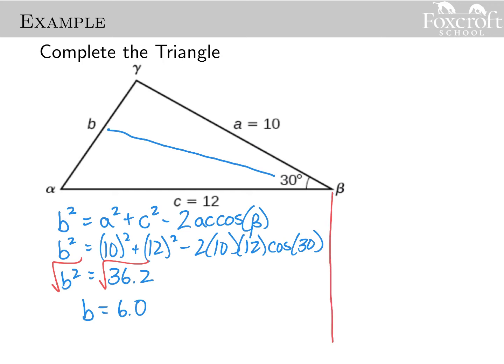So we use our law of cosines. The side that we're trying to find is the side that's going to go by itself. Hopefully we know everything else on the right-hand side.